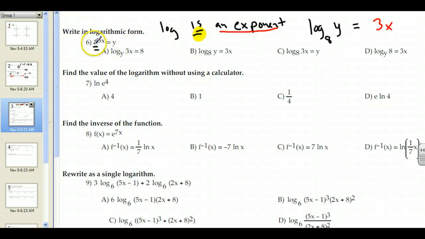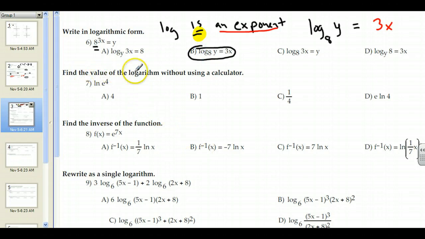Just remember, this is a base in exponential form. This is where the base goes in the log form. So which one is that? Log base 8 of y equals 3x. That's B.